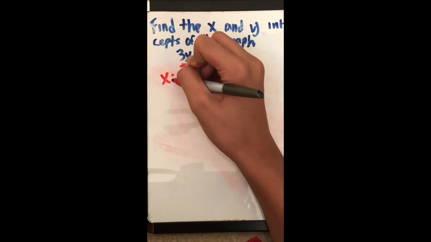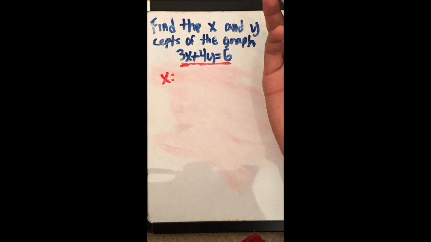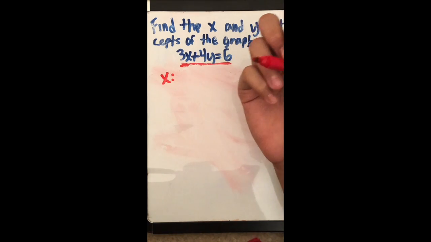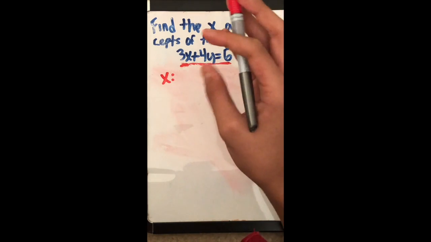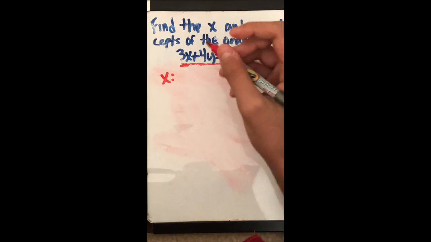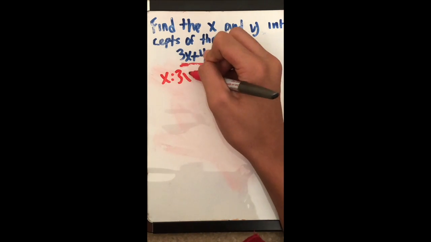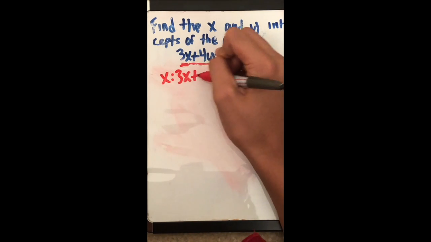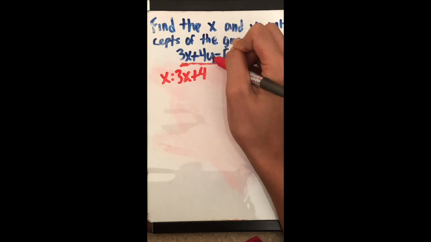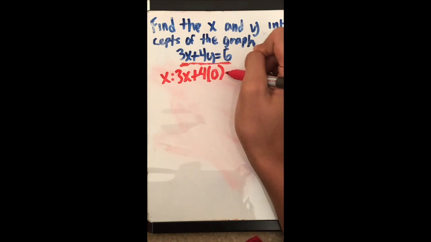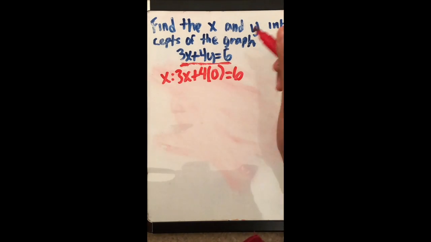Since we're finding both, first we're going to find the x-intercept. You can find whichever one you want first, but I usually choose the x-intercept. So, what we want to do to find the x-intercept is we want to substitute 0 for the y value. So we're going to do 3x plus 4, and we're going to substitute 0. So 3x plus 4 times 0 equals 6.